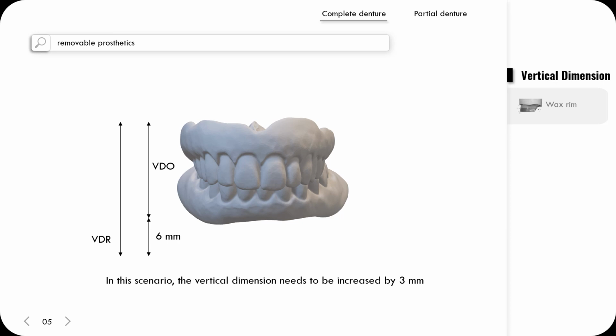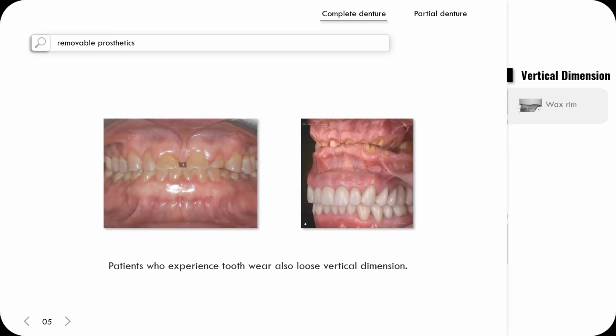Now, this same principle applies to patients that have teeth, right? So tooth wear can happen on a denture as well as on patients who are dentate.